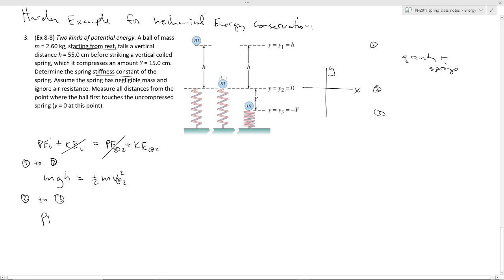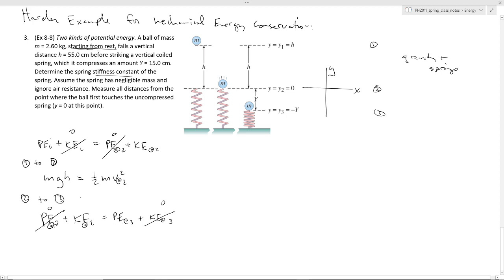Well, we'll be really explicit about this. Looking at the potential energy plus kinetic energy at 2, that is going to have to equal the potential energy at 3 plus the kinetic energy at 3. And notice there's not any potential energy at 2 right before it hits the spring, which we already noticed. And then there's not going to be any kinetic energy at 3 because it's going to have come to rest. So these are all 0. This gives us a relationship between the kinetic energy at 2 and the potential energy at 3.